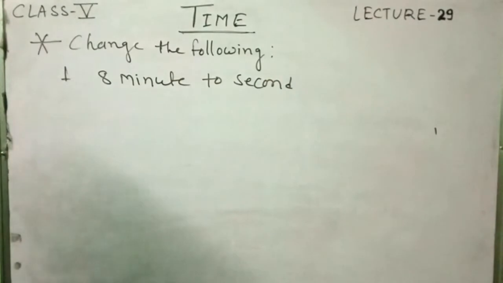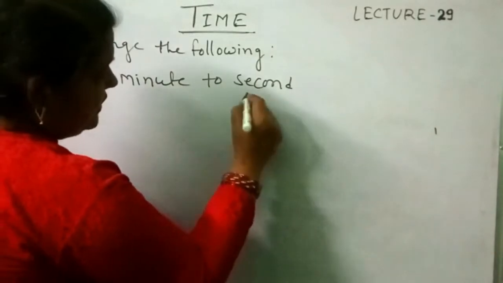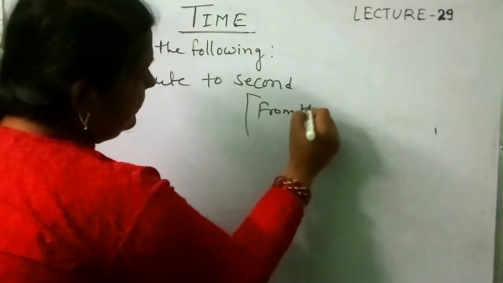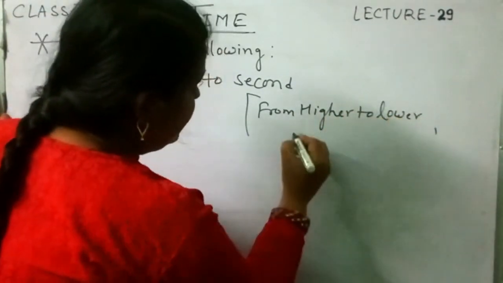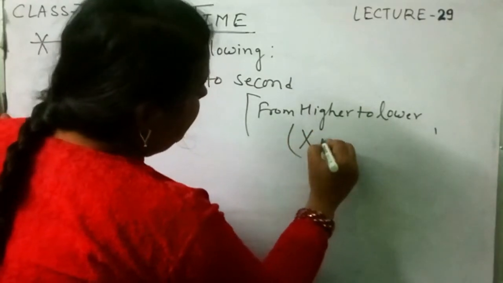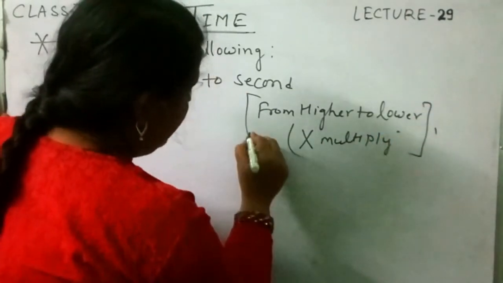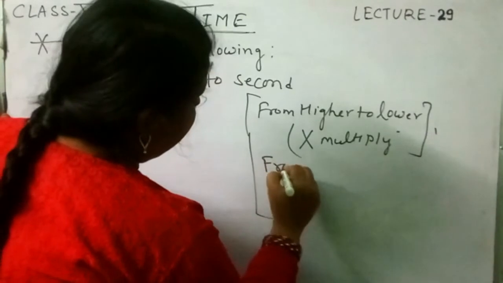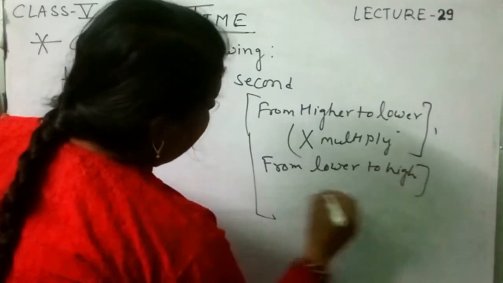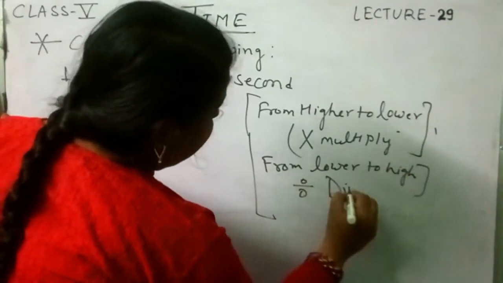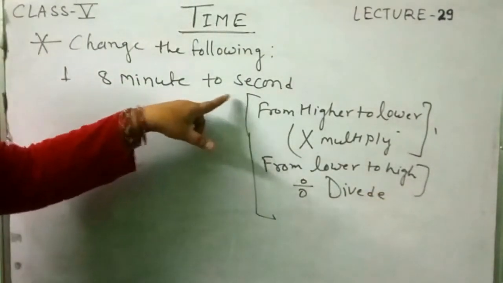Students, in the previous class I told you that when you change from higher to lower, what symbol do we have to use? We have to use multiply. And from lower to higher, we have to use divide. Okay, now here minute and second.